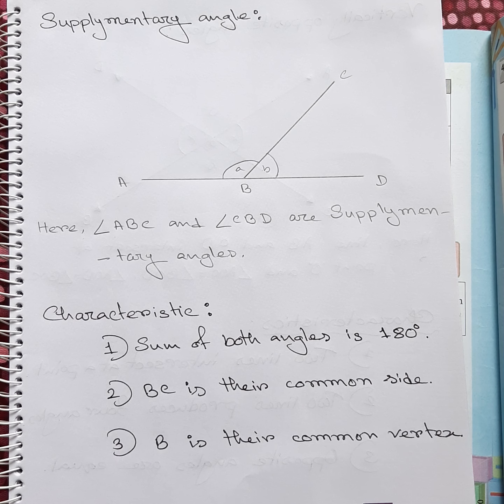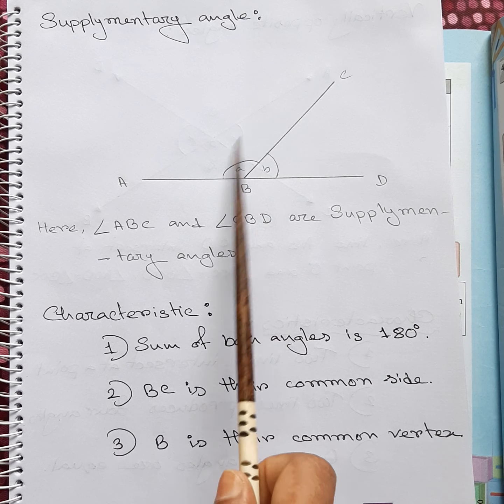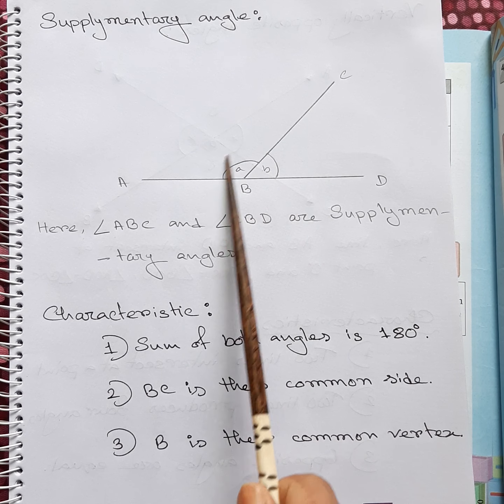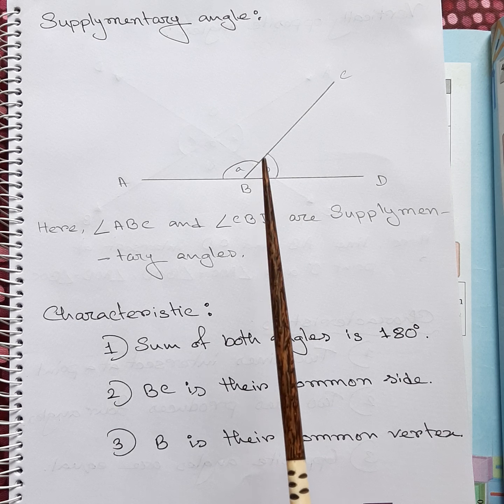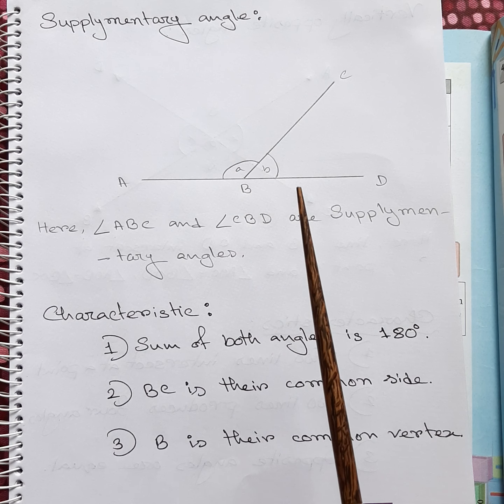This is the supplementary angle. Now if two adjacent angles make 180-degree angle, on that time they are called supplementary angle to each other.